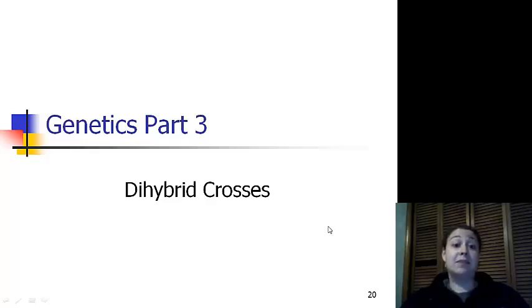Hey guys, we're going to be talking about genetics part 3 and talking about dihybrid crosses. Now dihybrid means we're going to be looking at two different traits. We're going to be looking at pea plants today. We're going to be talking about the pea shape, whether it's round or wrinkled, and pea color, whether it's yellow or it's green.